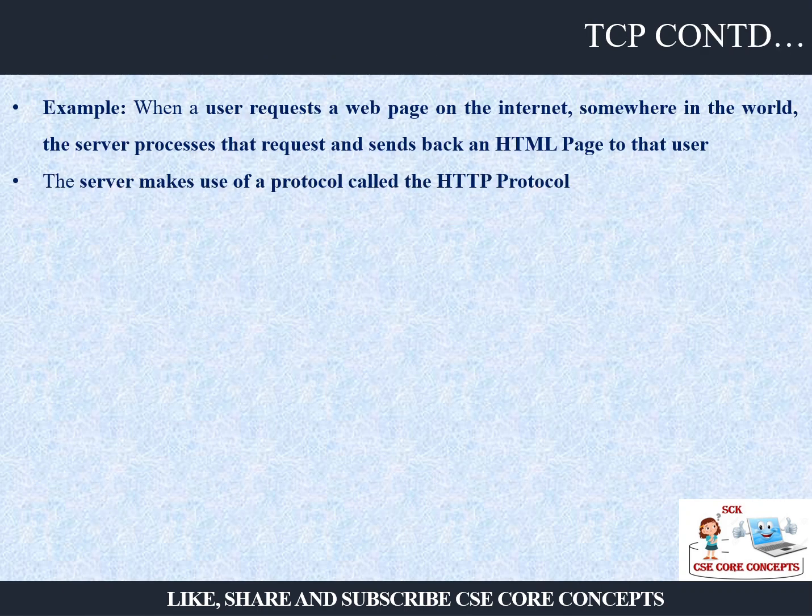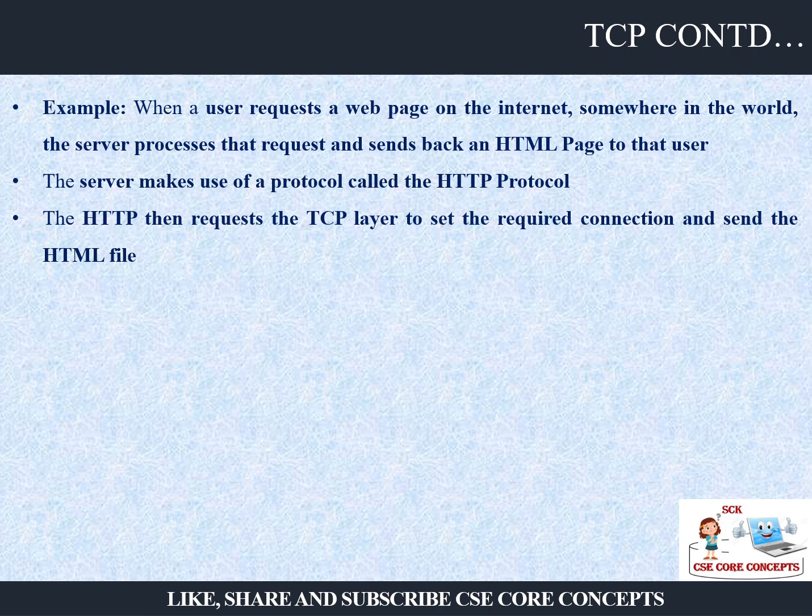Now, for example, when a user requests a web page on the internet, how do you request a web page? You open the browser and in the address bar, you type a URL, right? So what is the prefix you use? HTTP. That means the web page loading is done by the HTTP protocol of the application layer. So the server process requests and sends back the HTML page to the user. So the server makes use of the HTTP protocol. The HTTP sends a request to the TCP layer to set up the required connection and send the HTML file.